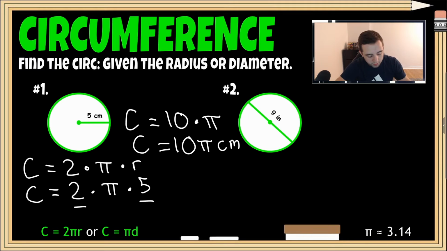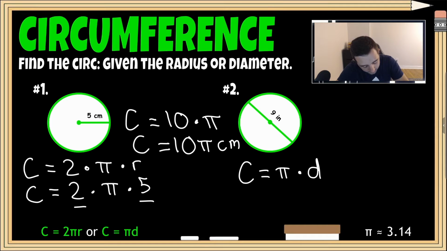Okay, let's move on to number 2. So this time around, we're given the diameter, which is the full length of the circle. In this case, it's 9 inches. So let's go ahead and utilize the formula circumference equals pi times diameter. So we have C equals pi times diameter. Let's plug in our values.